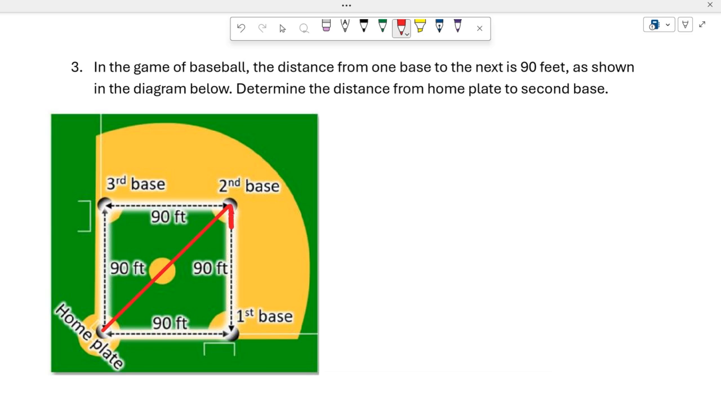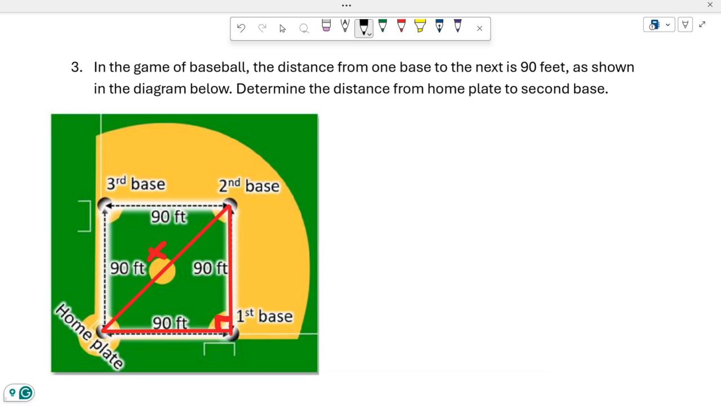Well, notice that we form a right triangle pretty easily. And in that right triangle, we know both of the legs. We know that both of the legs are 90. And what we're looking for is the hypotenuse, x. So because we're dealing with a right triangle and we know two sides and we want the third side, that means we're going to use our good friend, the Pythagorean theorem.